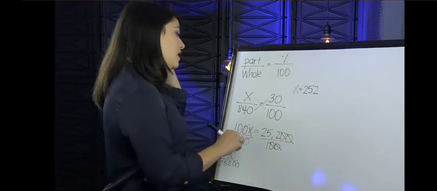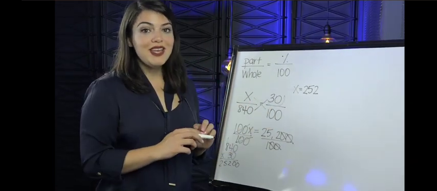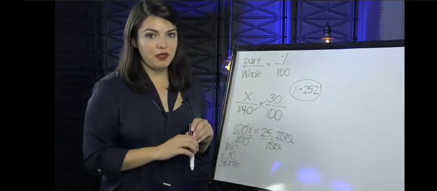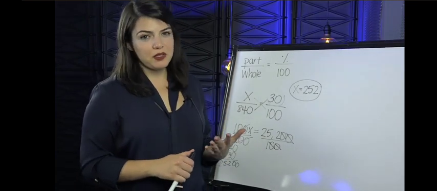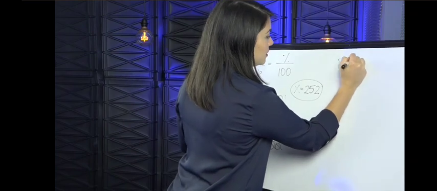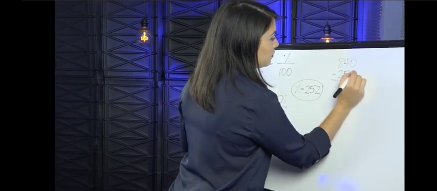So let's make sure that we understand what this number means. Here, we have the percent discount that is given to the customer. That means that this number is the amount of the discount that's given to the customer. So we can actually subtract that from 840 to get the price that remains, the sale price, if you will. So let's do 840 minus 252.